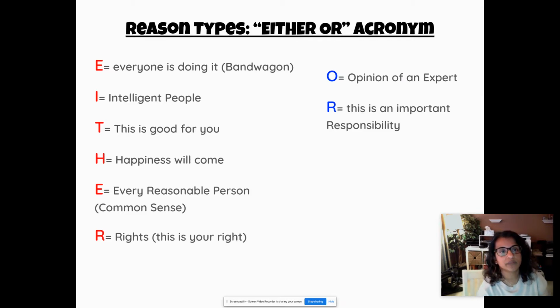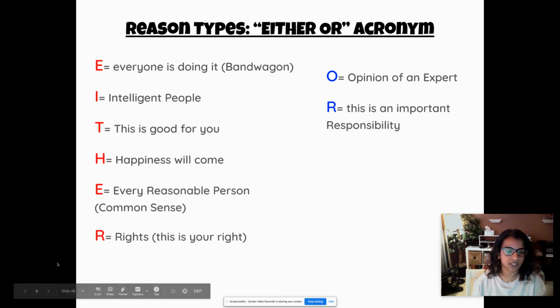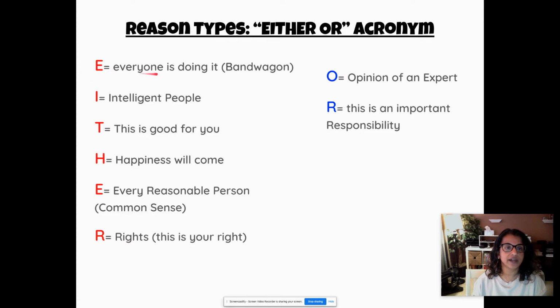Another way to remember the different reasons is with an acronym called EitherOr. Let me walk you through what this means. In EitherOr, the E is for everyone is doing it. That's called the bandwagon technique. Bandwagon means everyone's doing it. Get on the bandwagon. It's an old phrase that people used to use. It just means everyone's doing it, almost like popularity.